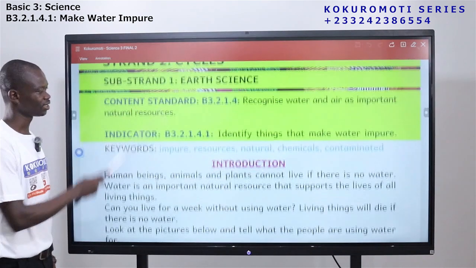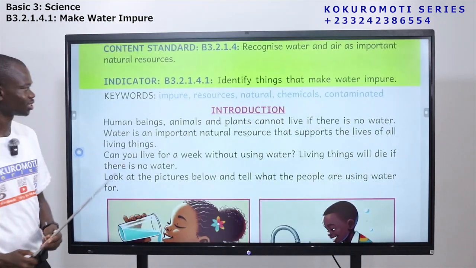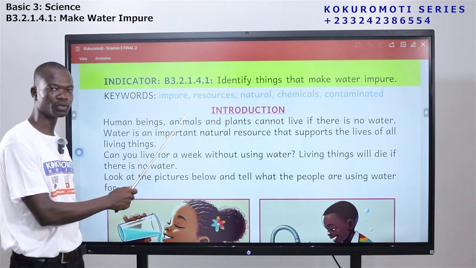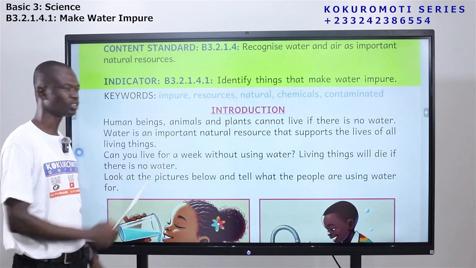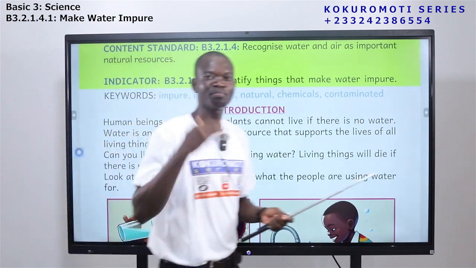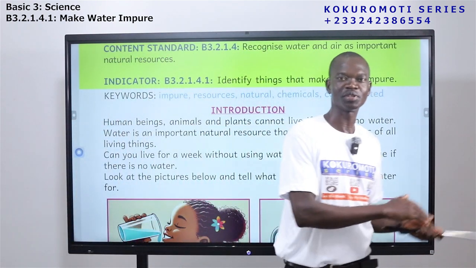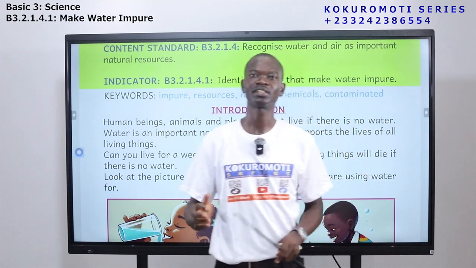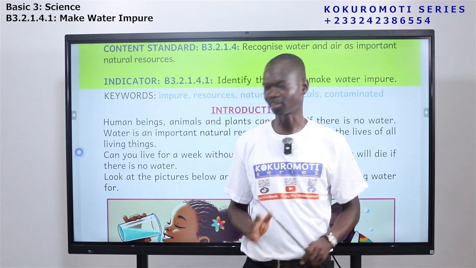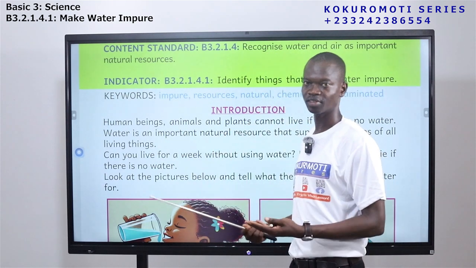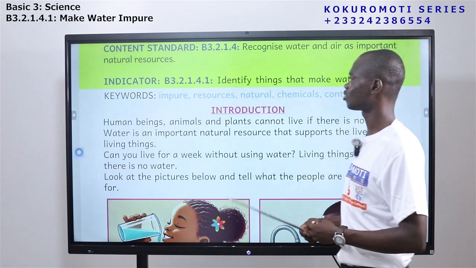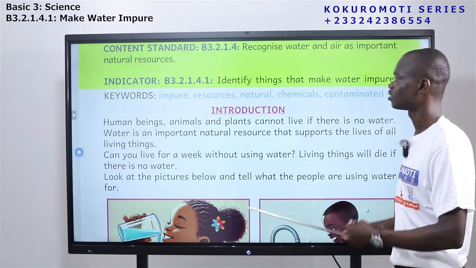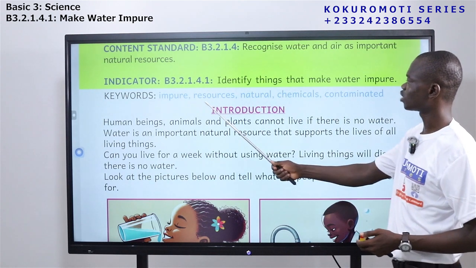So in this lesson, there are some key words that you will see. The first one is impure. All of you, impure. So what is the meaning of impure? The opposite of impure is pure. Pure means clean. If it is impure, it means it is not clean. Impure means that it is not safe, it is not clean, it is not good for us to use.